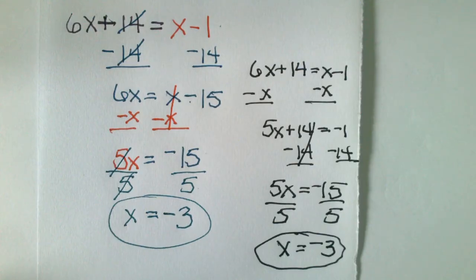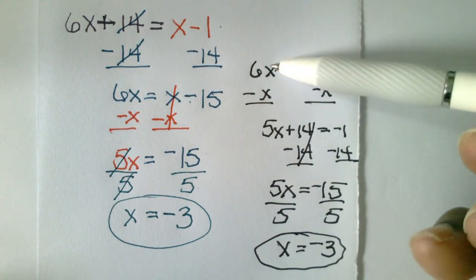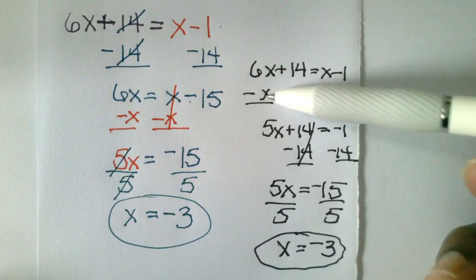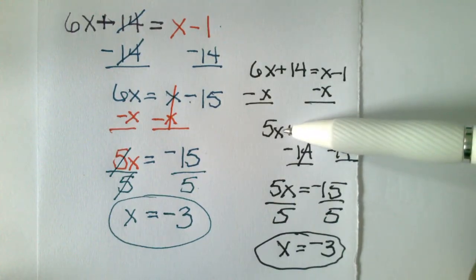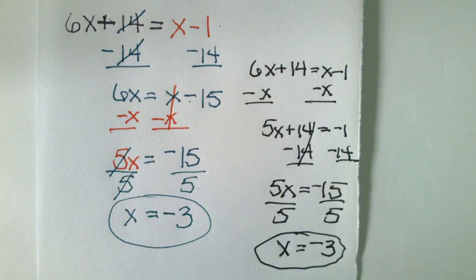How did I get the 5x? 6 plus a negative 1. So if I had $6 and I spent the dollar, that means I have $5 left. Okay? All right? So we're doing these things step by step.